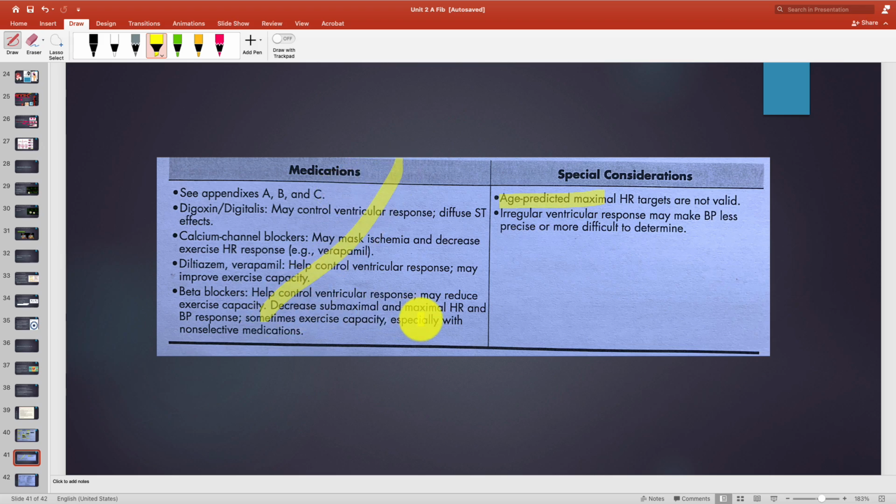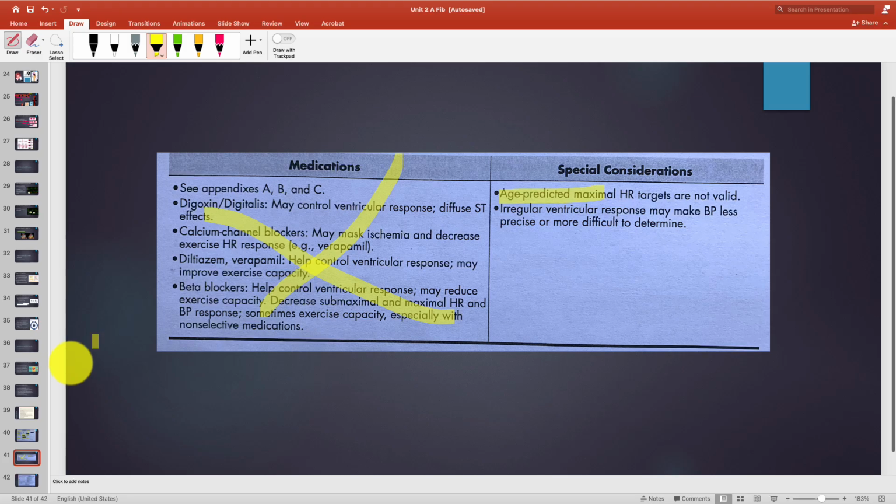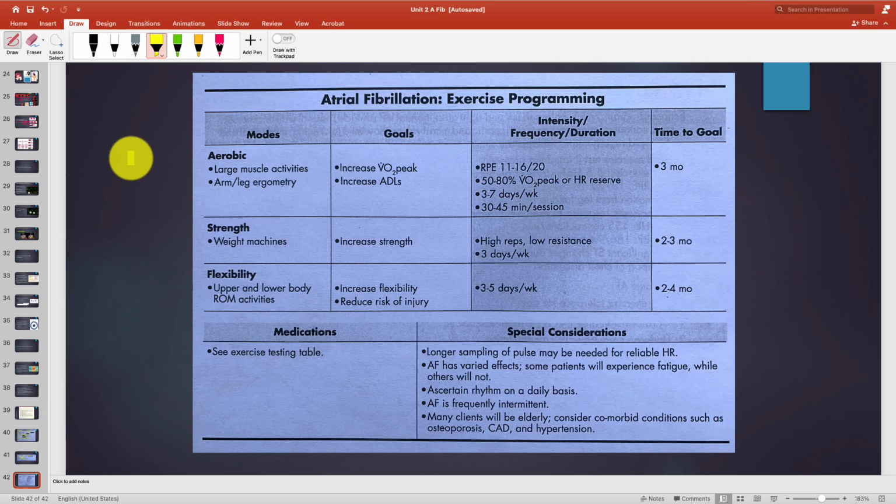Again, we're not going to worry about medications. There's too much coming at you in this class already. So please don't worry about that. I just put this in here so you guys can look at some of these things and keep them in mind. And then if we're going to do AFib exercise programming, here is what we can do. I have it all summed up in a nice package for you guys. So yes, we can do aerobic training. Yes, we can do strength training.